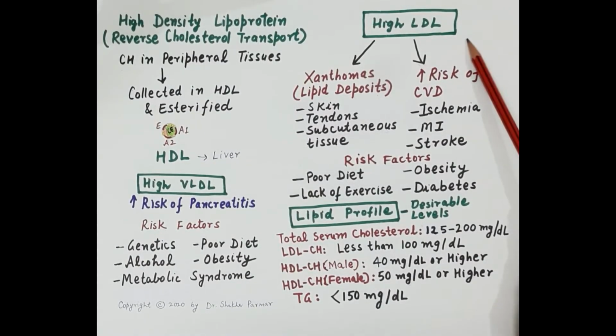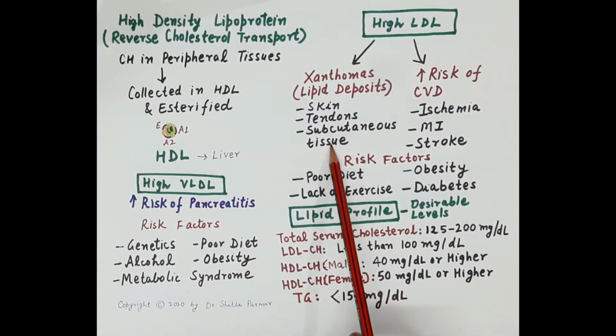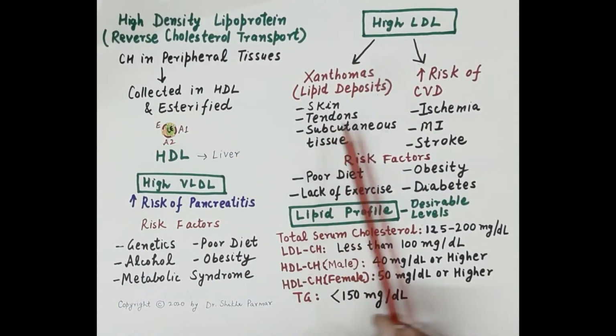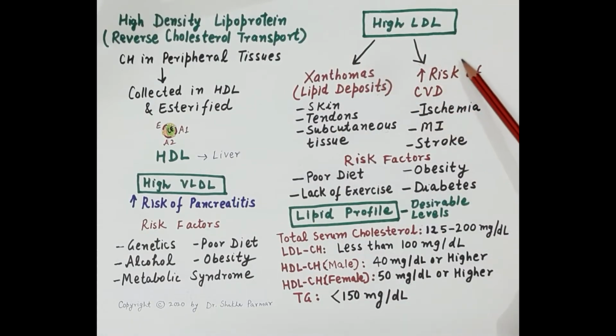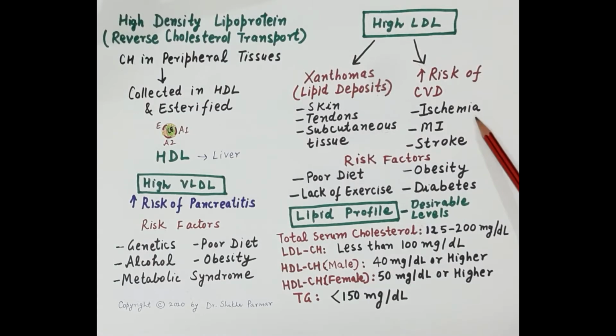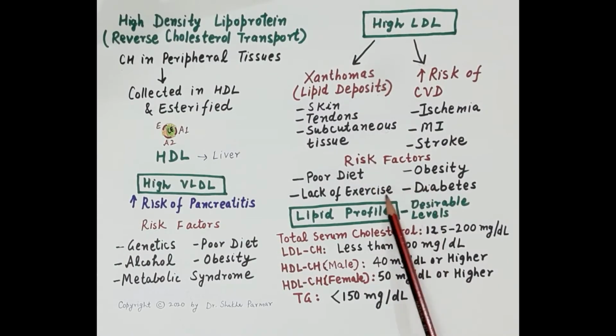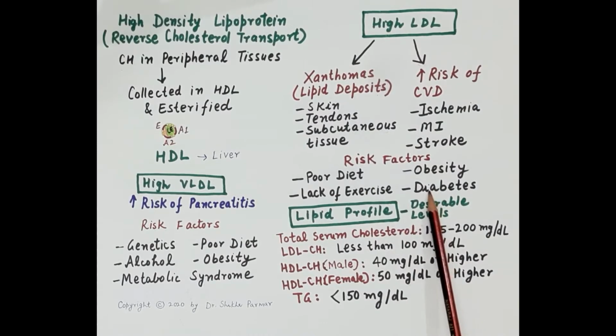Now, high LDL leads to development of lipid deposits in the body tissues like skin, tendons and subcutaneous tissues, and these lipid deposits are called xanthomas. And further, high levels of lipids is one of the most important risk factors for diseases like ischemia, myocardial infarction, stroke, and the risk factors which are associated with high LDL are poor diet, that is a diet which is rich in saturated and trans fats, obesity, lack of exercise, and diseases like diabetes.